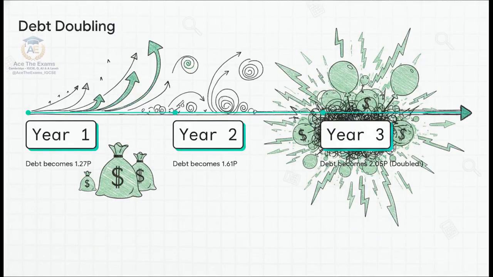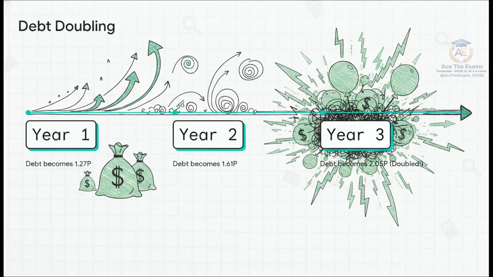Look at how aggressively fast this moves when we apply the powers. In year 1, multiplying your principal by 1.27 means your debt is sitting at 127%. In year 2, we simply square that multiplier, 1.27 to the power of 2. Suddenly, your debt is at 1.61 times its original size, meaning it's at 161%. In year 3, we cube it, 1.27 to the power of 3. And there it is, 2.05.